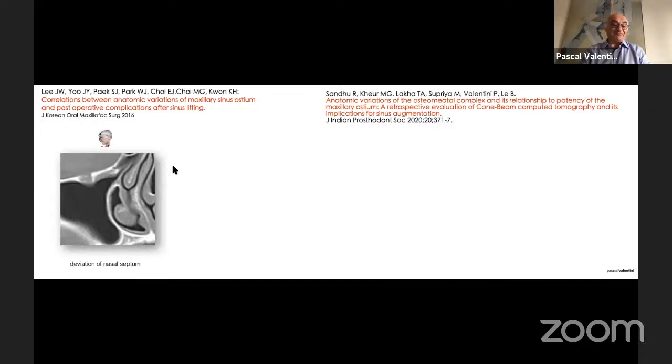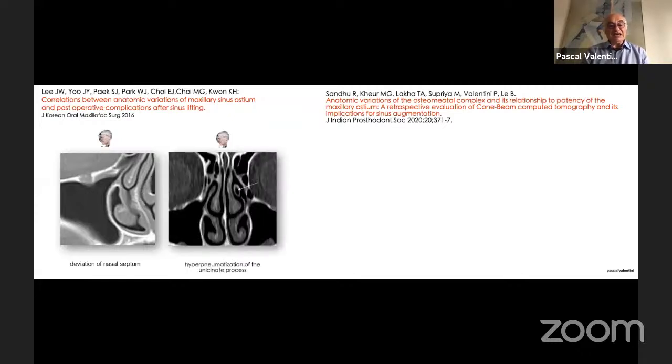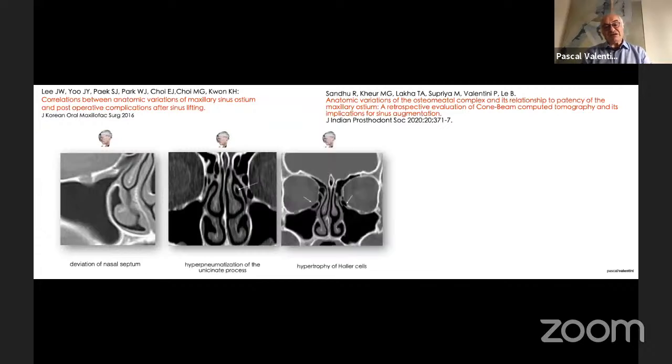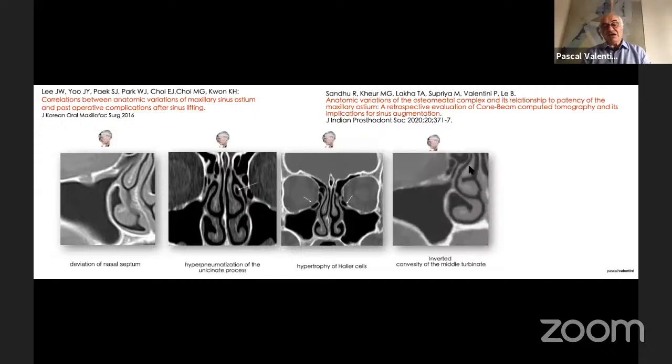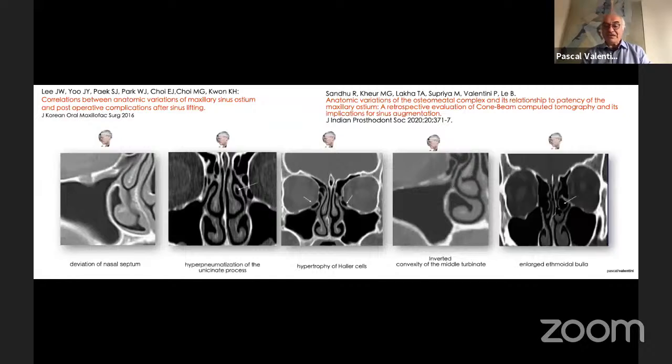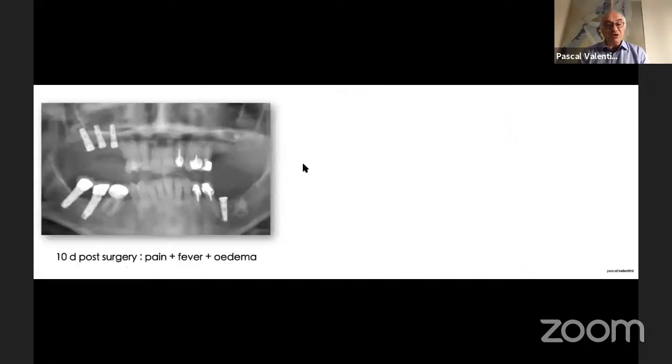Of course, we have specific anatomic variants which are resulting in a sinus stenosis. For example, the deviation of nasal septum, hyperpneumatization of the uncinate process here, or hypertrophy of Haller cells, inverted convexity of the middle turbinate, we will see a case like this later, or enlarged ethmoid bulla. There is another situation which is called the concha bullosa.